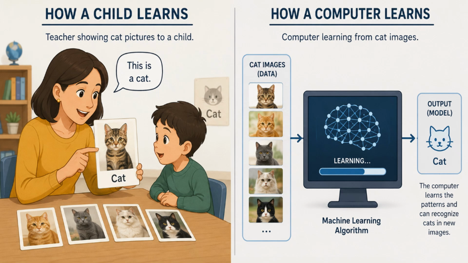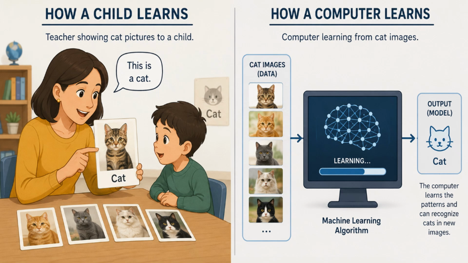Think about how a child learns to recognize a cat. We don't teach the child a complex definition. Instead, we show many pictures and simply say this is a cat. After seeing enough examples, the child begins to recognize the common pattern. So when they see a new cat they have never seen before, they can still identify it correctly.